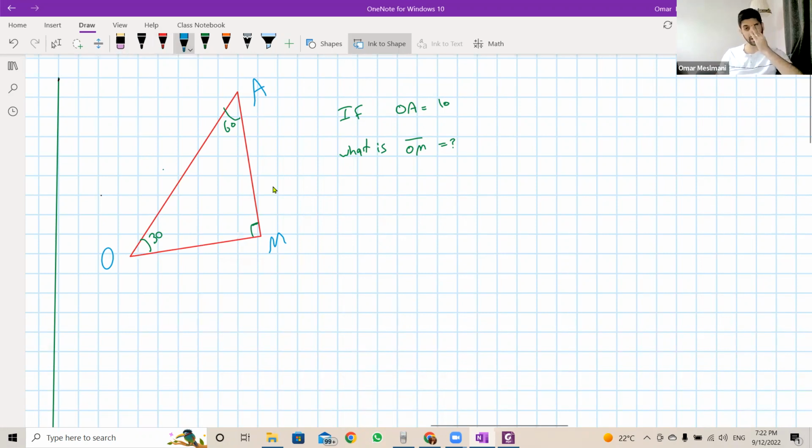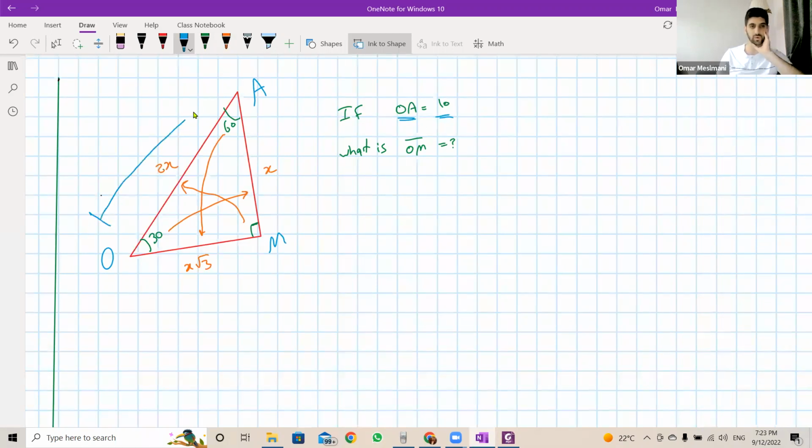Okay, this is it. Let me find it. The answer is going to be what he's saying. He's saying that the OM equals 10. First of all, before I start, this is a special triangle. The opposite of 30 is x. The opposite of 60 is going to be x root 3. And the opposite of 90 is going to be 2x. Now let's find out what information he gave you. He gave you OA, which is 10. What is this? Alhamdulillah.